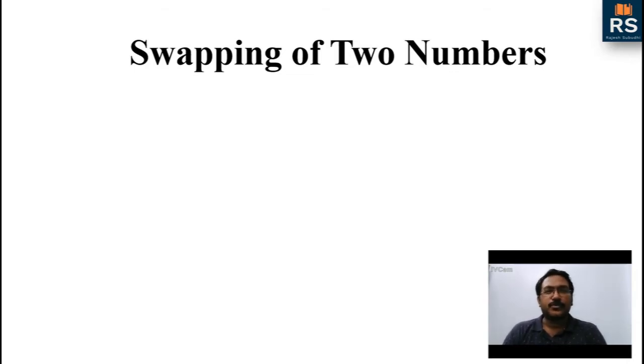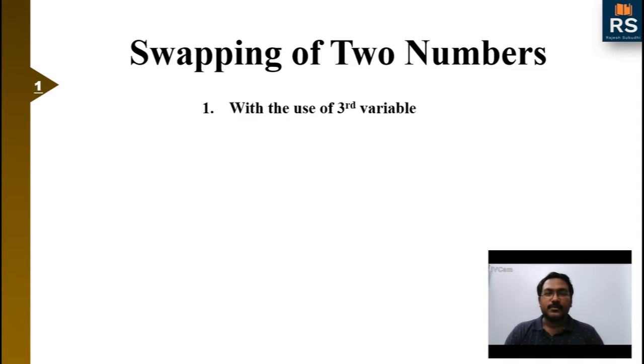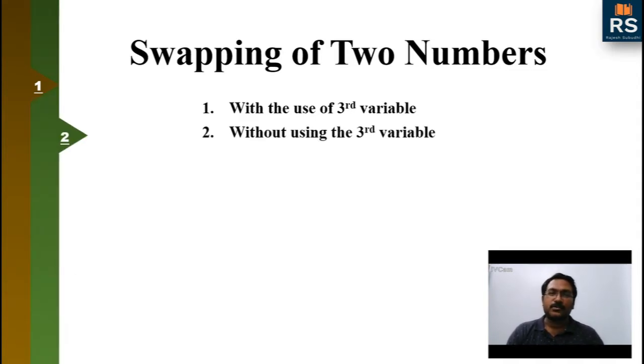In this video we are going to discuss the problem statement which I mentioned in my last video, swapping of two numbers. So let us see first how the swapping of two numbers is done. Basically, swapping of two numbers can be done in two different ways. The first way is using a third variable, and the second way is without using a third variable. So in two ways we can write a single program.